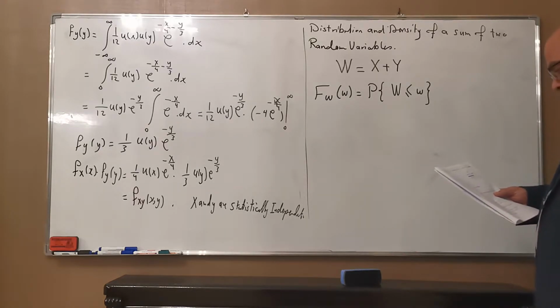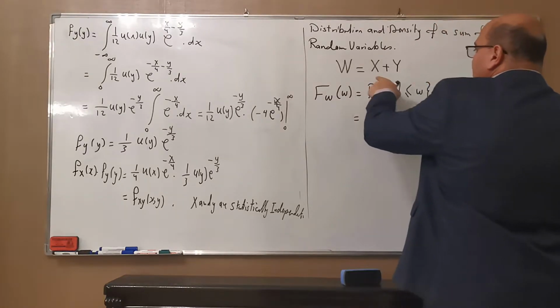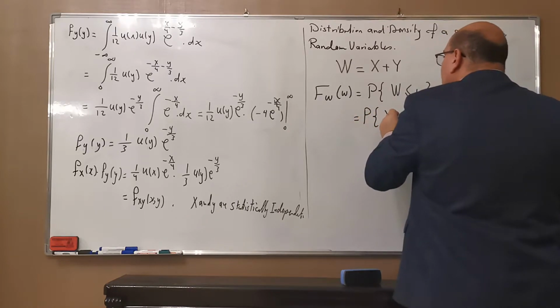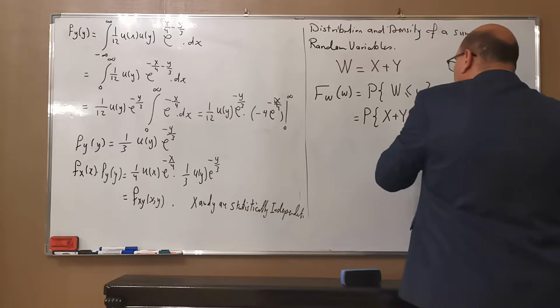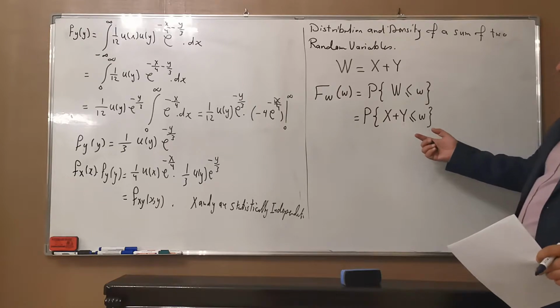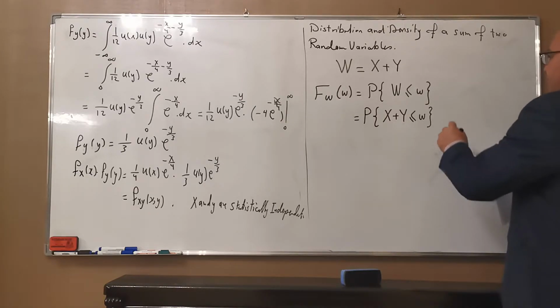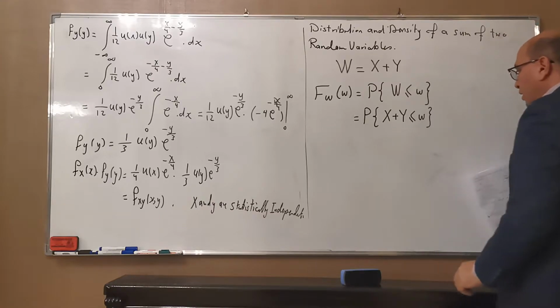Okay, now I would like to substitute instead of W the probability that X plus Y is less than or equal to small w. So X plus Y has a joint density, which is f. So this one here, X plus Y, has a joint density of X and Y.